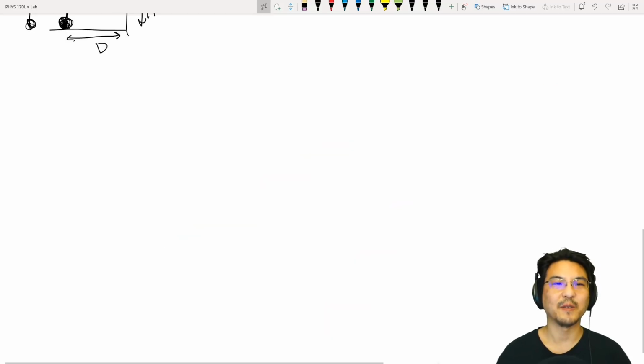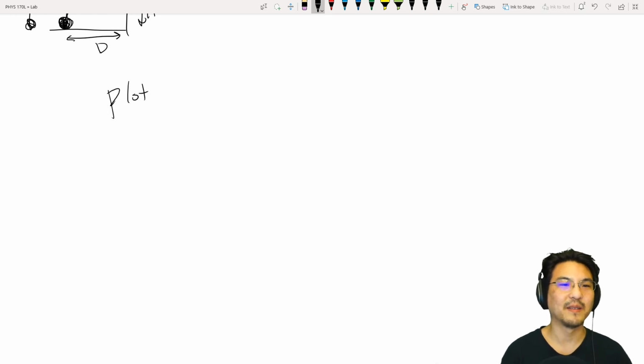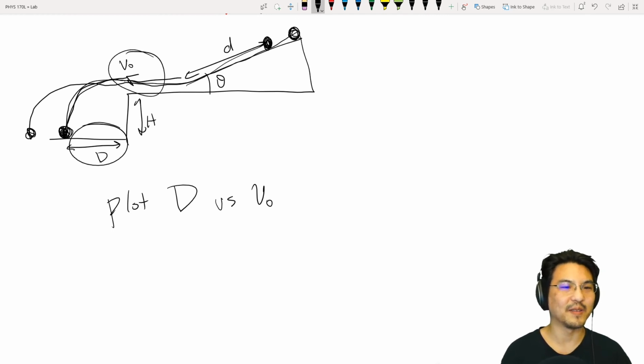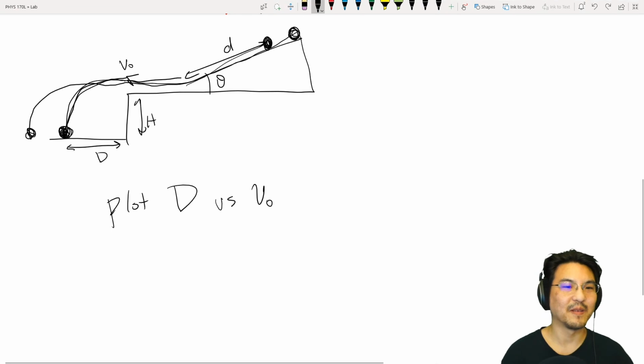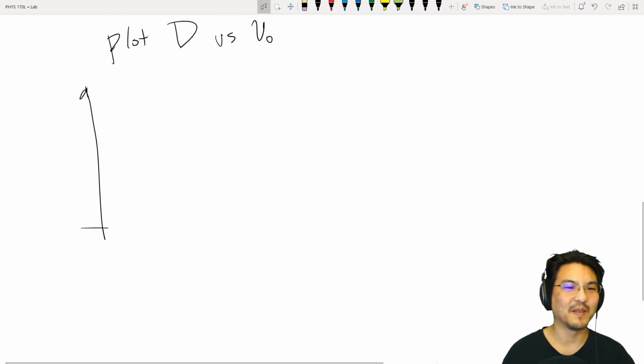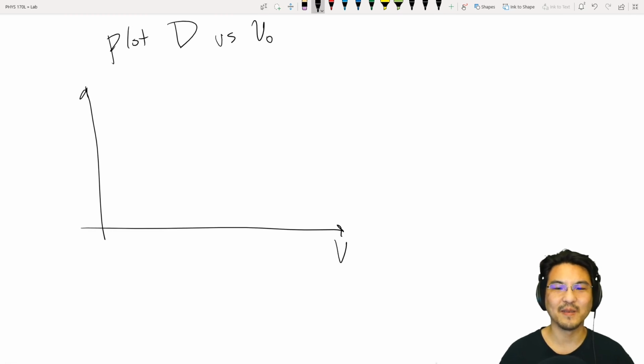Okay, so I want you to plot one thing for this lab report. Plot the distance it lands versus the speed. So, right, this speed versus this distance. Other way around. This distance versus this speed. Meaning, on the horizontal axis, the speed, the vertical axis, the distance. Right, so this is meters. This speed is meters per second.